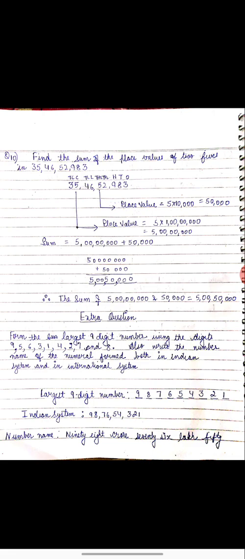So what is the biggest number? 9. Next number? 8. Next biggest? 7. Next biggest? 6. Next biggest? 5. Next biggest? 4. Next biggest? 3. Next biggest? 2. And then 1. And to read in the Indian system, first of all, we will put the commas. From right hand side, first we will leave 3 digits and then we will leave 2 digits each.